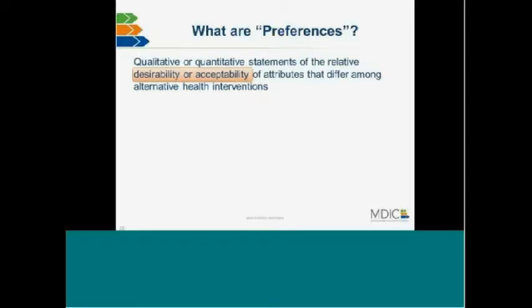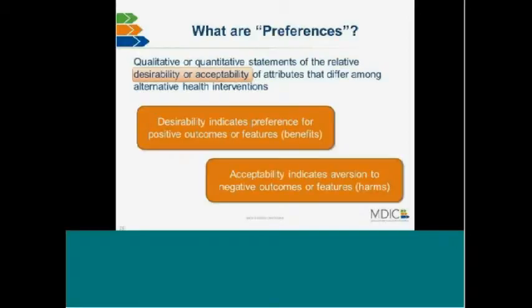So Brett was referring to this earlier. We use the word preference, which sounds like a good thing, but we're using it in a way that goes in both directions. A desirability is preference for something that's positive, something you want. And acceptability is, I've got to deal with it. It's a side effect. I will accept it as long as I get some benefits. So basically, it's that relative measure. How much harm would I tolerate for how much benefit? Or as you'll see later, a more technical term, what's my maximal acceptable risk? How much risk would I tolerate for a given benefit?